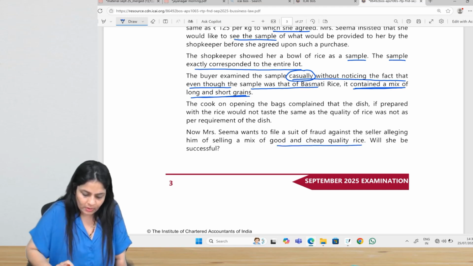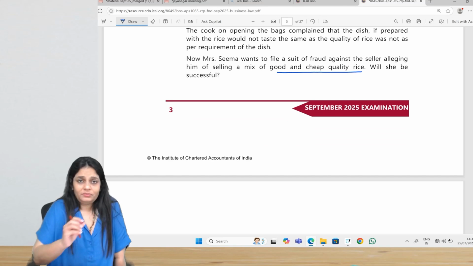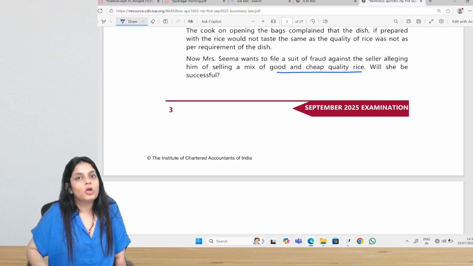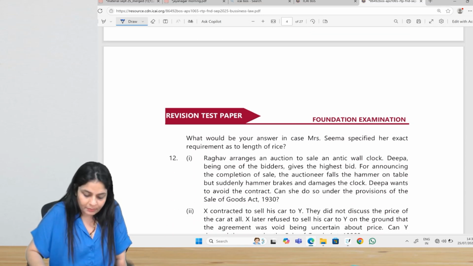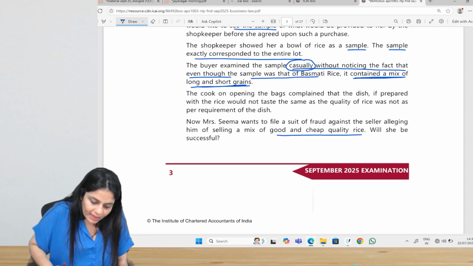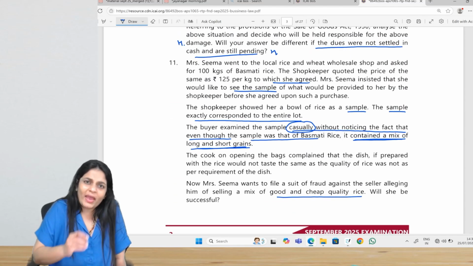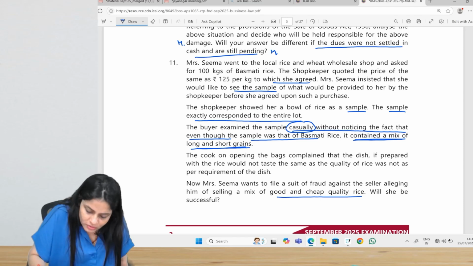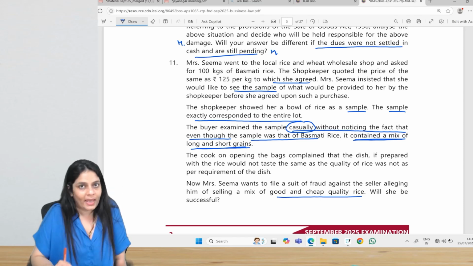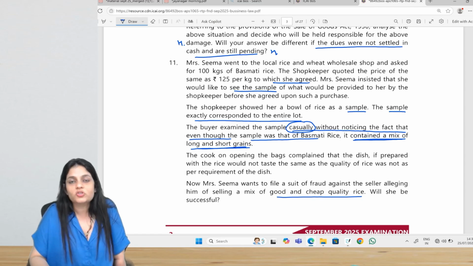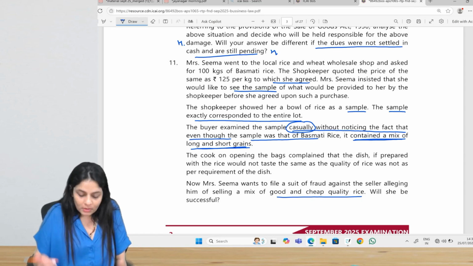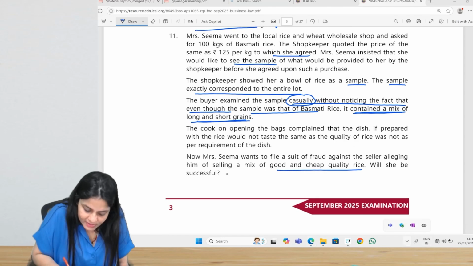Will she be successful? Now, here there can be a doubt whether I should write as per caveat emptor or should I write as per sample, sale by sample. So, see here, in this question, very clearly, they have used the word sample again and again. So, obviously, this question is about sale by sample. So, would she be successful?